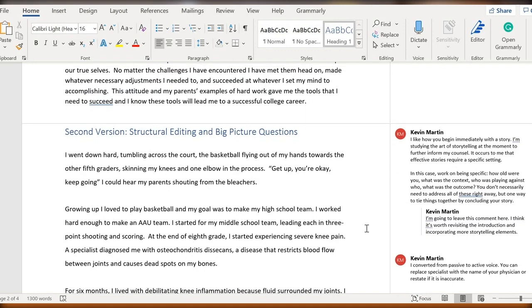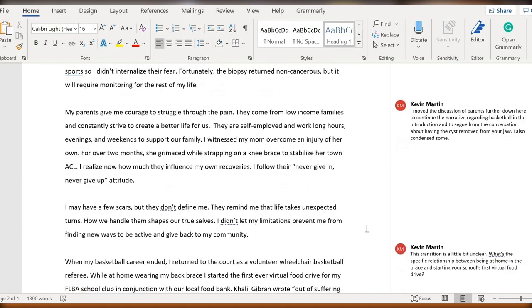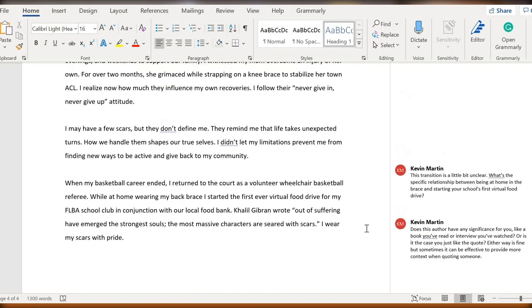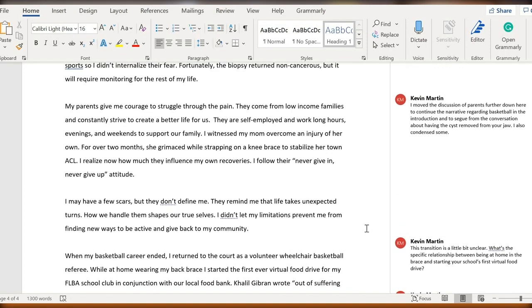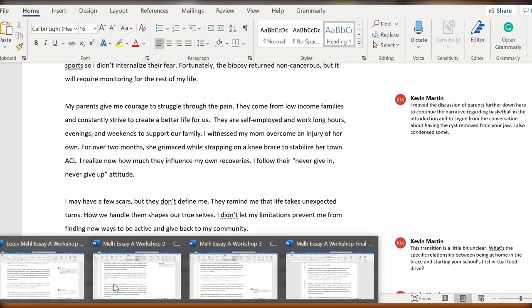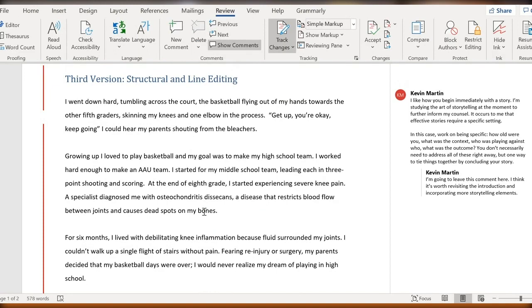I think some students can get tripped up because you're so used to writing these introduction, three body paragraphs, conclusion essays in your English class, for example. Whereas with these essays, the structure itself can be much more fluid and flexible. And oftentimes that structure is going to change as the essay continues.